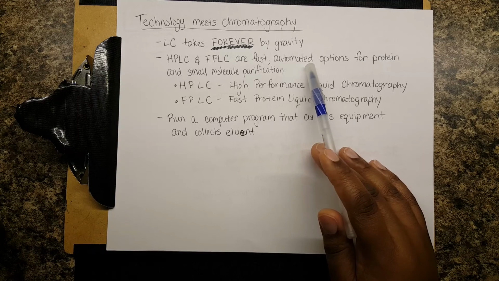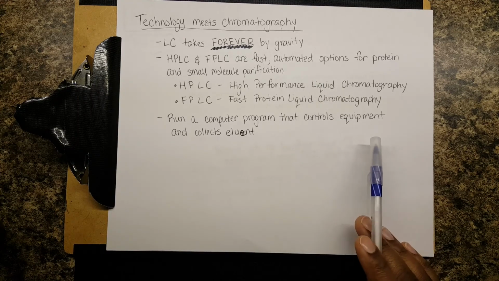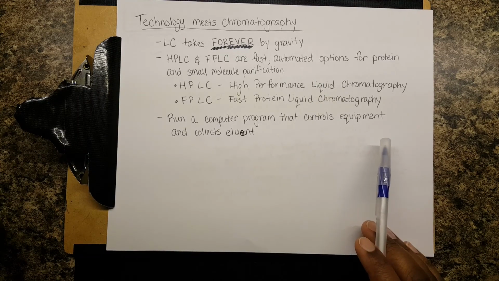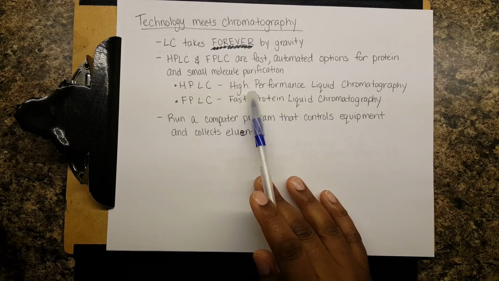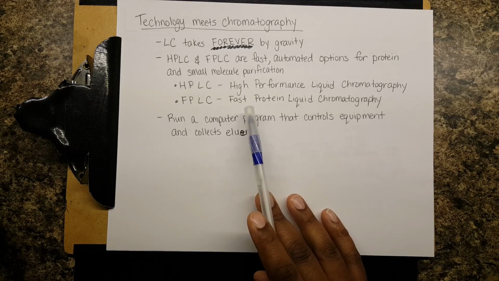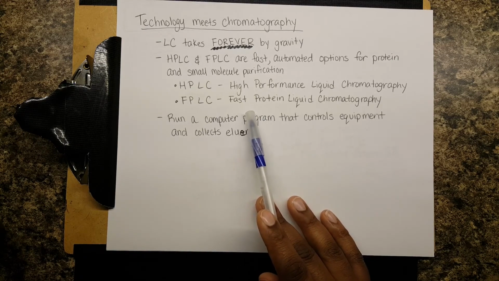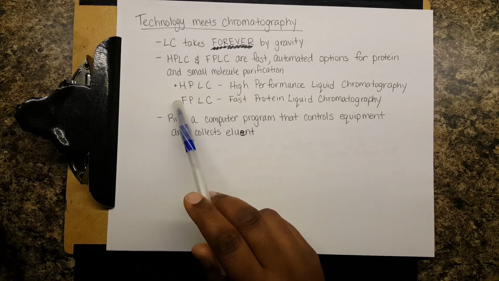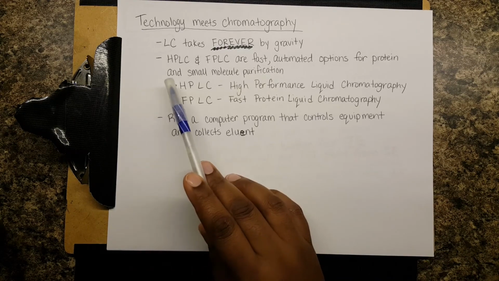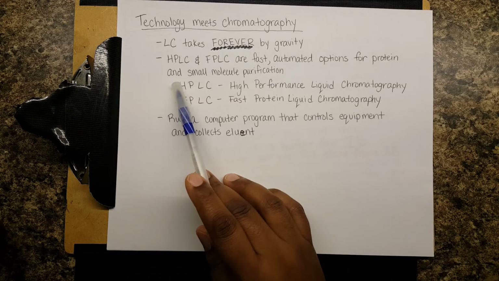So using HPLC and FPLC, those are fast automated options for protein purification and small molecule purification. HPLC is high performance liquid chromatography and FPLC is fast protein liquid chromatography. I have done a lot of FPLC for protein purification. I've used HPLC for separation with proteins, but not necessarily for purification.